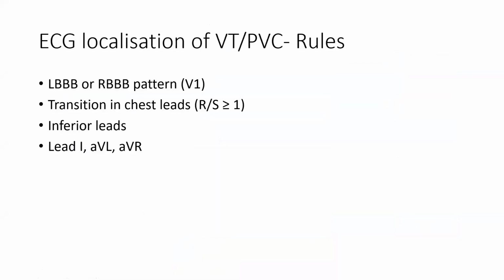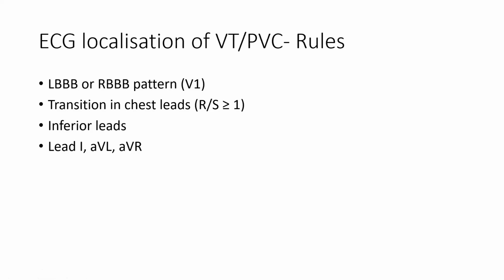Here are some rules for localization of VT or PVCs. First, we look at the bundle branch pattern, and we look at V1. If it is negative, that's a left bundle pattern. If positive, that's a right bundle pattern. Then we look at the transition in the chest leads, and the definition of transition is the R wave over S wave is equal to or more than one.